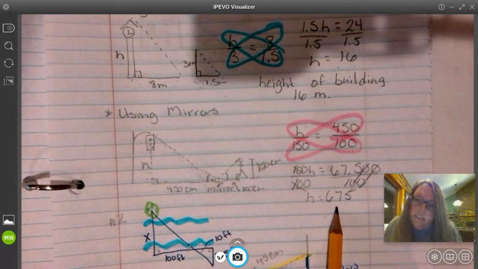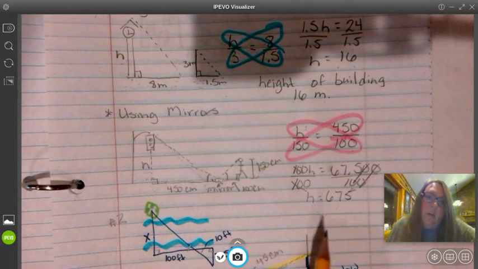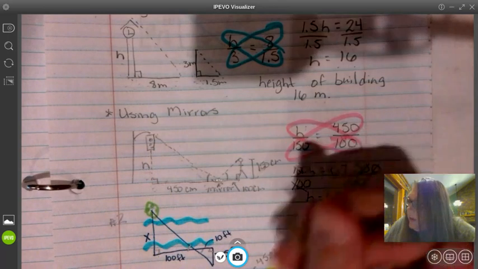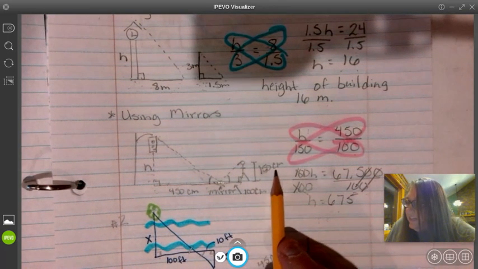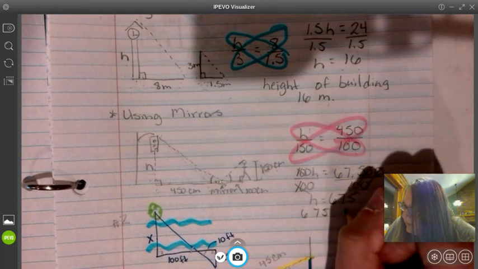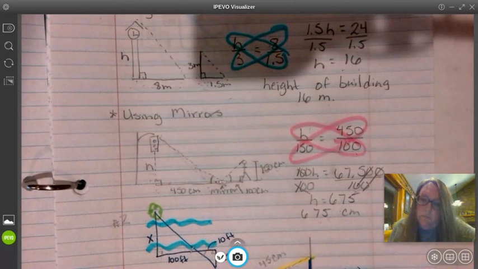Now, what does this 675 represent? Well, it represents the distance from the ground to the traffic light. And since it's in centimeters, it would be 675 centimeters. Okay? All right.